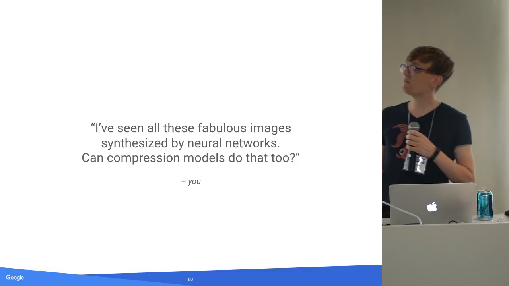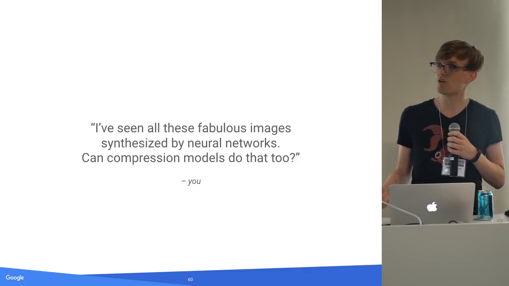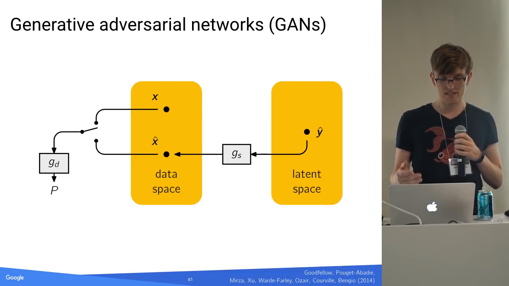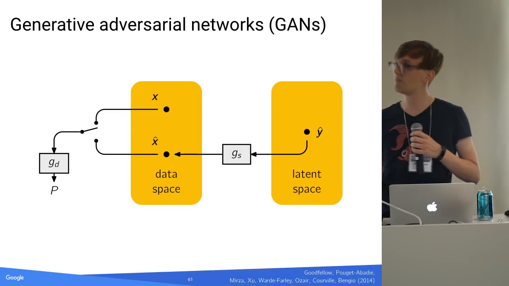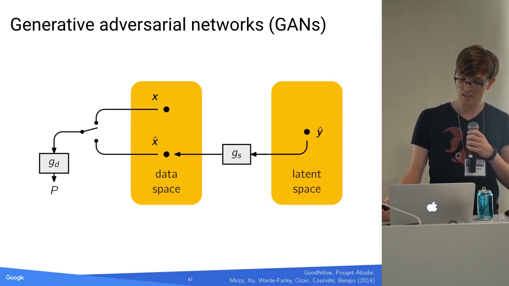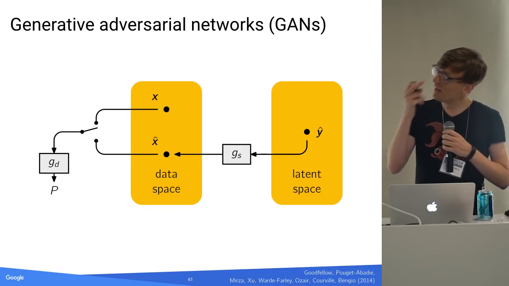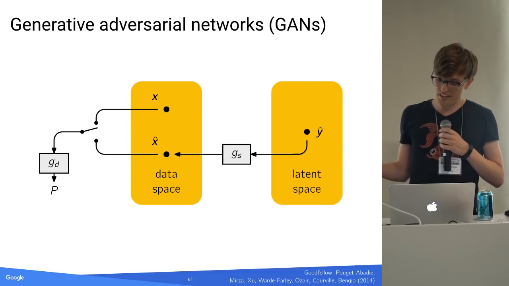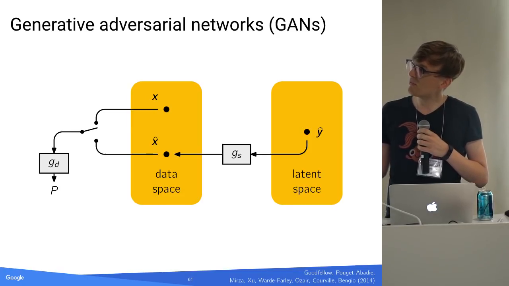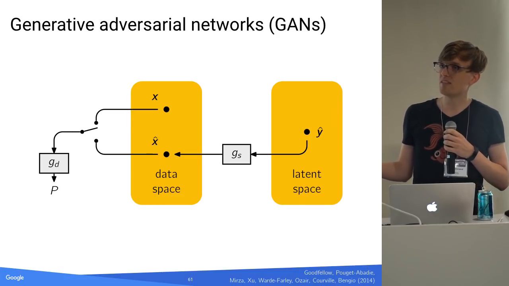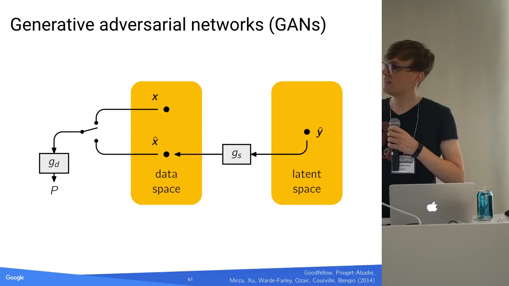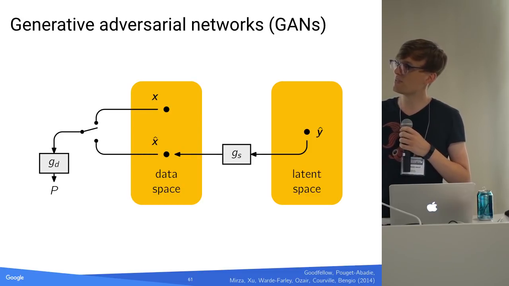Okay, I've seen all these fabulous images synthesized by neural networks. Can compression models do that too? So if you've seen really convincing synthesized images, chances are that these came from a generative adversarial network. And we've seen a talk this morning about this technique. So a GAN is essentially another type of model where, in a nutshell, what happens is that you sample from a random vector, and you call this your latent representation. And then there's a generator network that takes this latent representation and transforms it into an image.